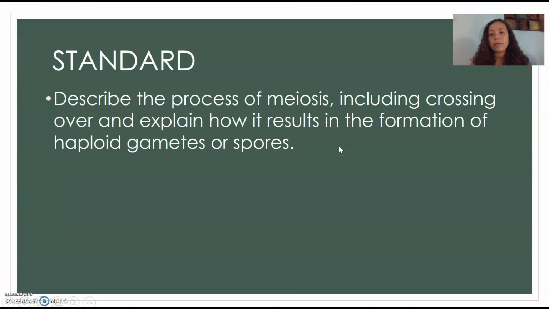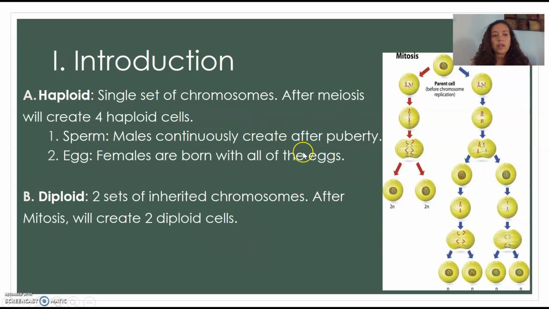Okay, so the standard that we're going to be doing today is describe the process of meiosis, including crossing over, which I'll go into, and explain how it results in the formation of haploid gametes or spores. We're going to focus more on haploid gametes now because we haven't really learned much about plants, but we'll be getting to that soon. Okay, so let's get into an introduction.